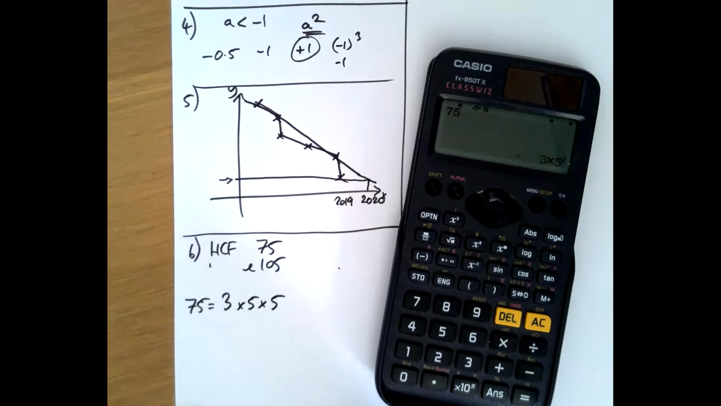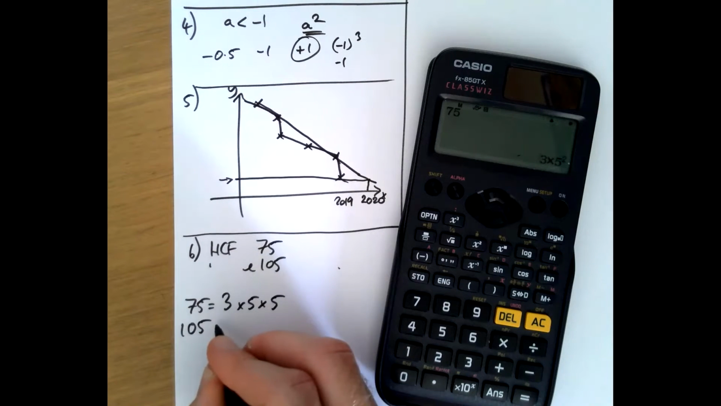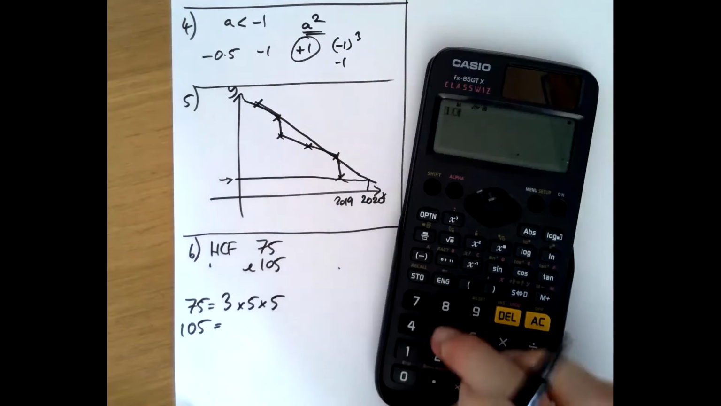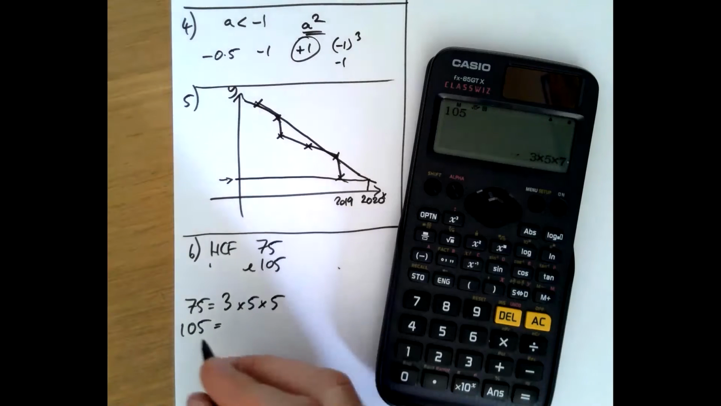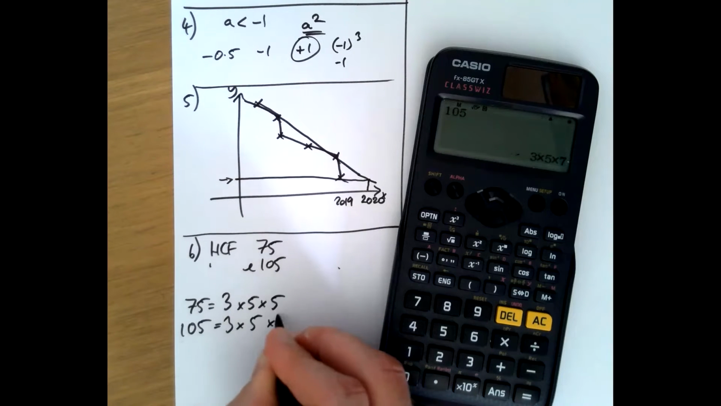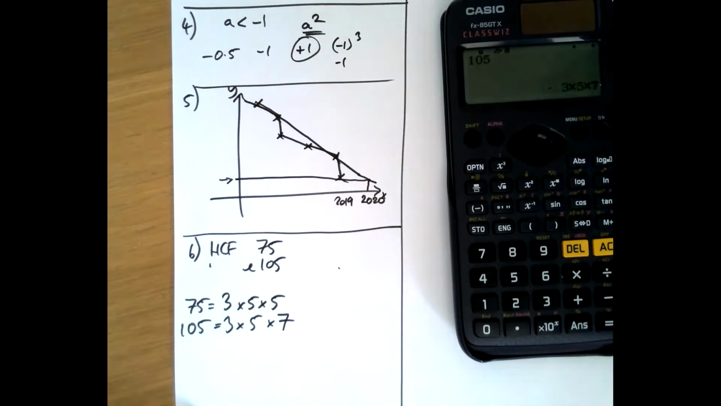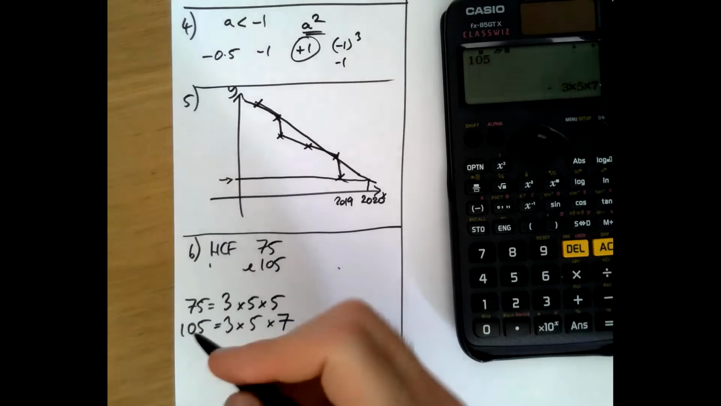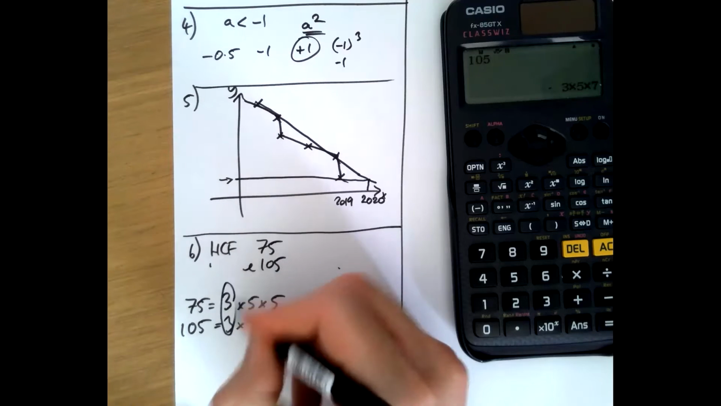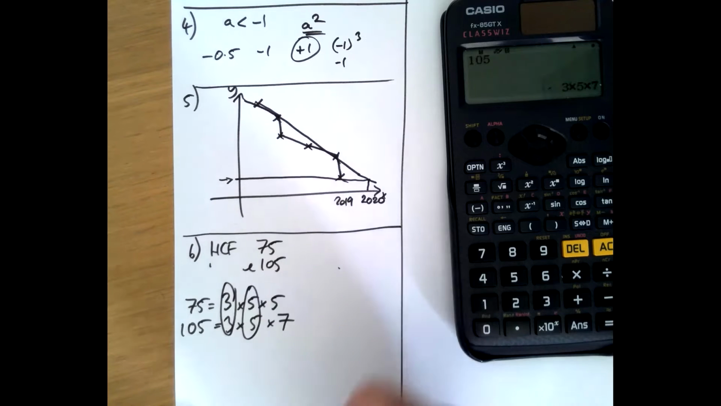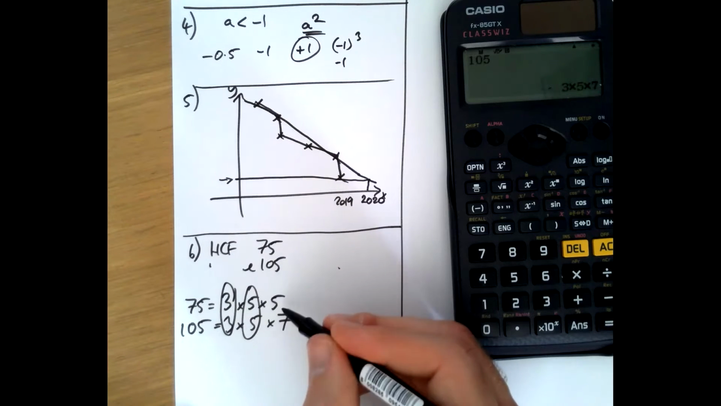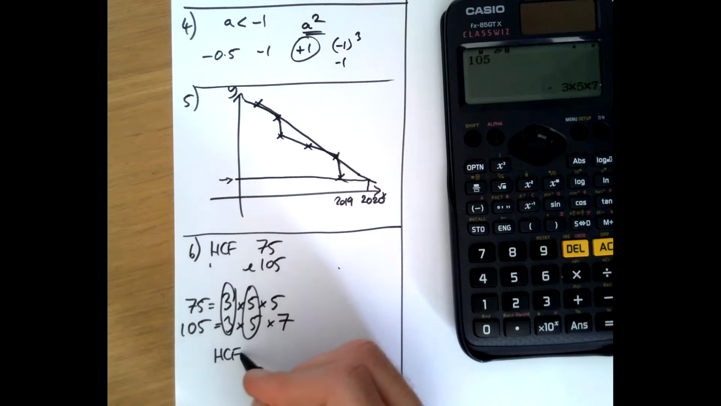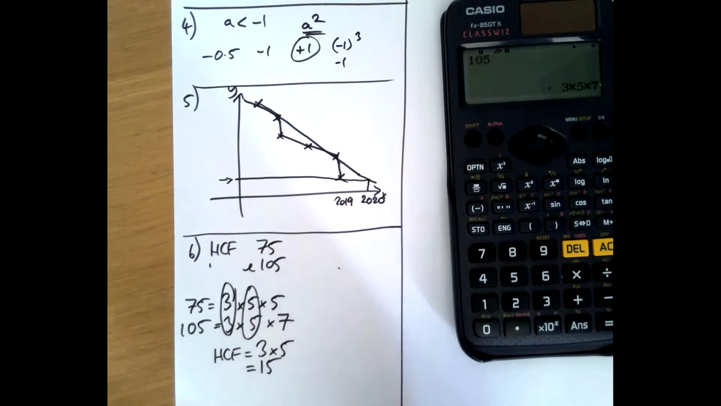full. If I do the same thing for 105, so 105 equals shift fact, I get 3 times 5 times 7. And the shortcut is for highest common factor, it needs to be in both lists. So we've got a 3 in both lists, a 5 in both lists. I've not now got another 5 in each, and I've not got a 7 in each. So the highest common factor is just going to be 3 times 5, which is 15.